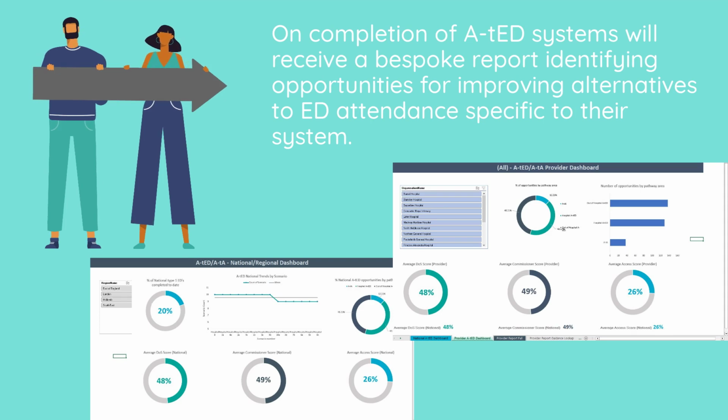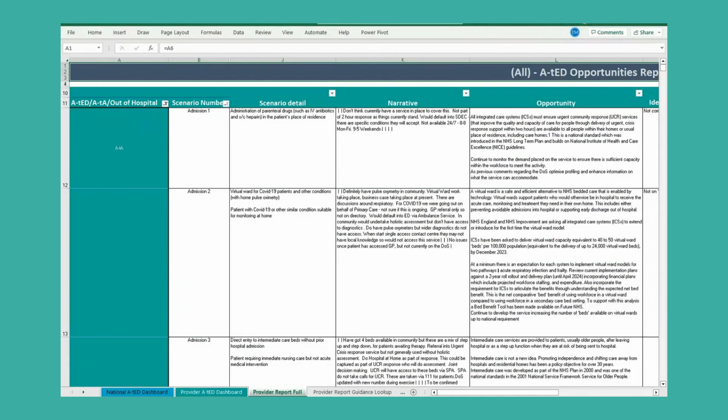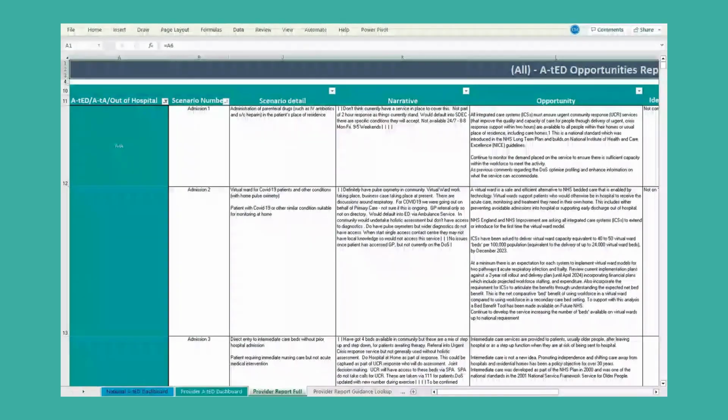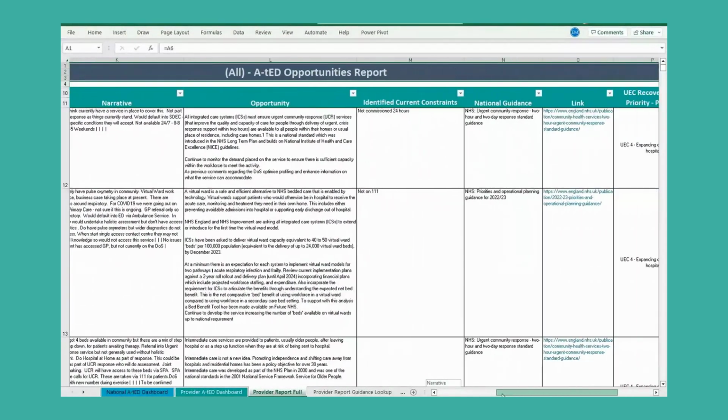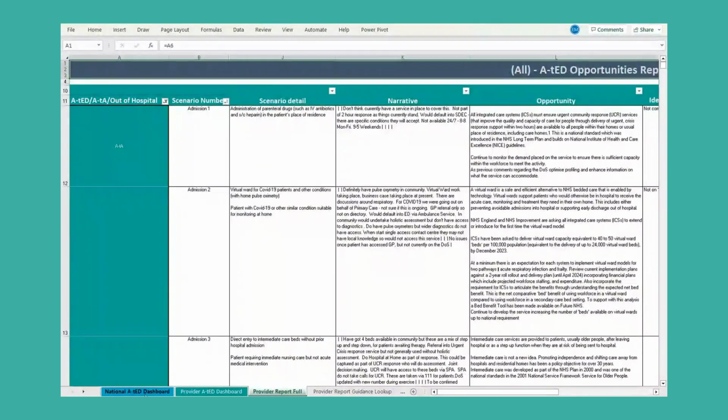Once you receive this report, we'll be able to take you through to identify opportunities that align to your in-hospital areas, your out-of-hospital areas, and your admission avoidance areas. You can see here on the screen that we've also now aligned the UEC recovery plan as a primary column and a secondary column. This will allow you to start to prioritize some of those areas.